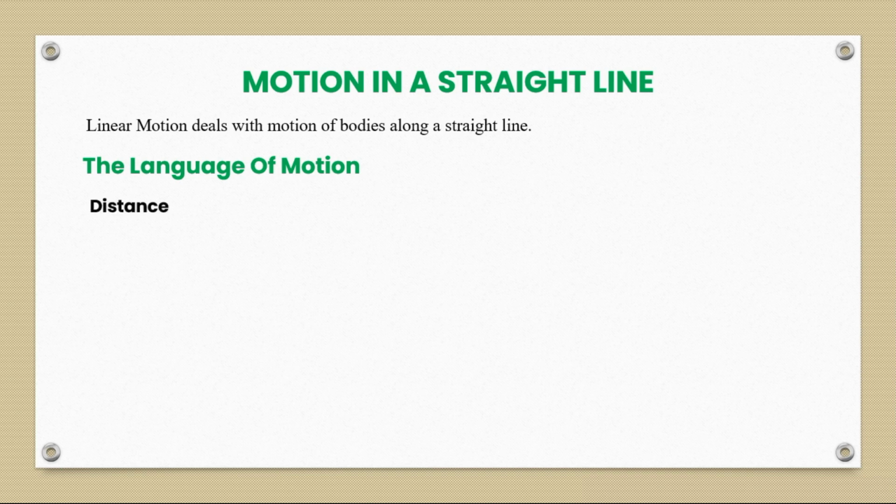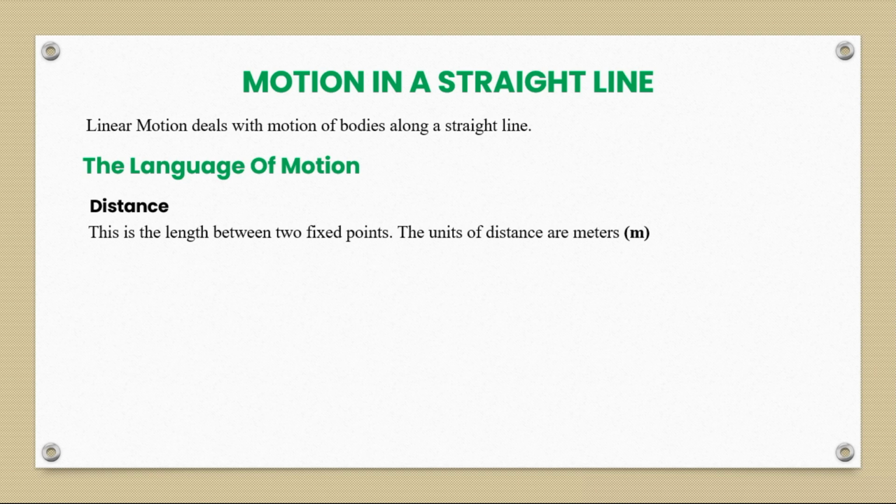One of the key terms is distance. So what does distance mean? This is the length between two fixed points, and the units of distance are meters. Imagine the fixed points are two different towns, let's say New York and Washington DC. So length or distance is that length in between those two fixed points. I think that makes sense. The units of distance are meters. And then we get distance from the formula speed times time. So distance is the product of speed and time. That's how we calculate distance.